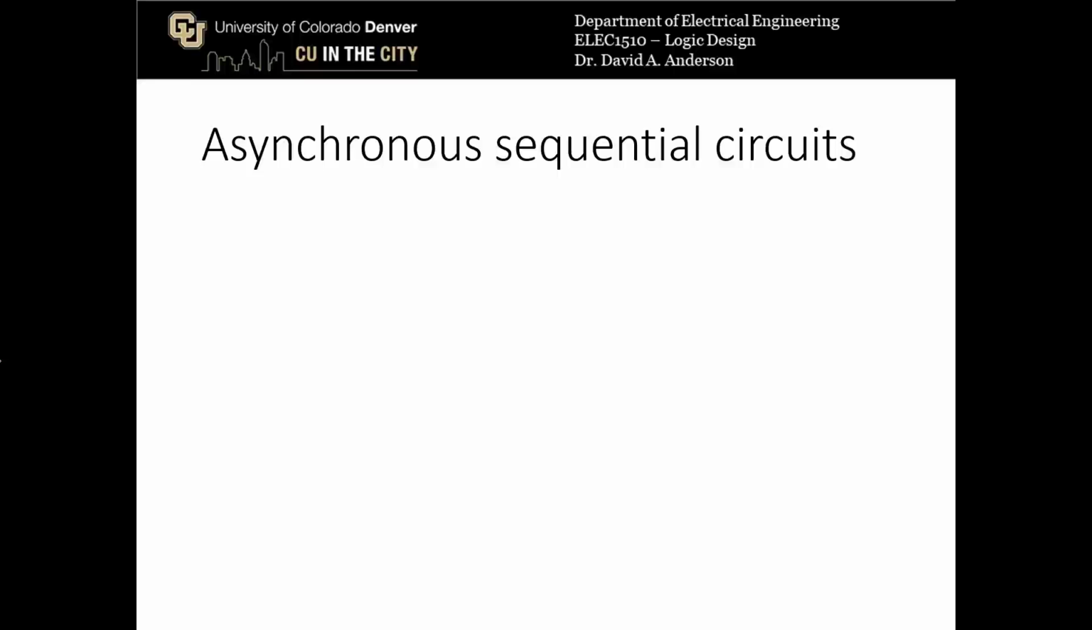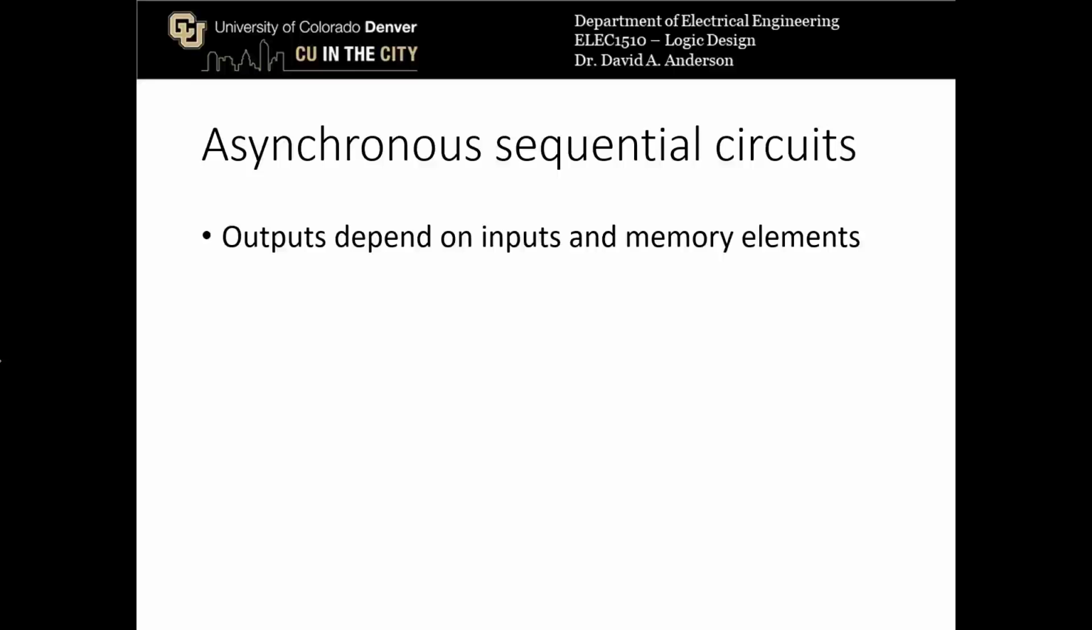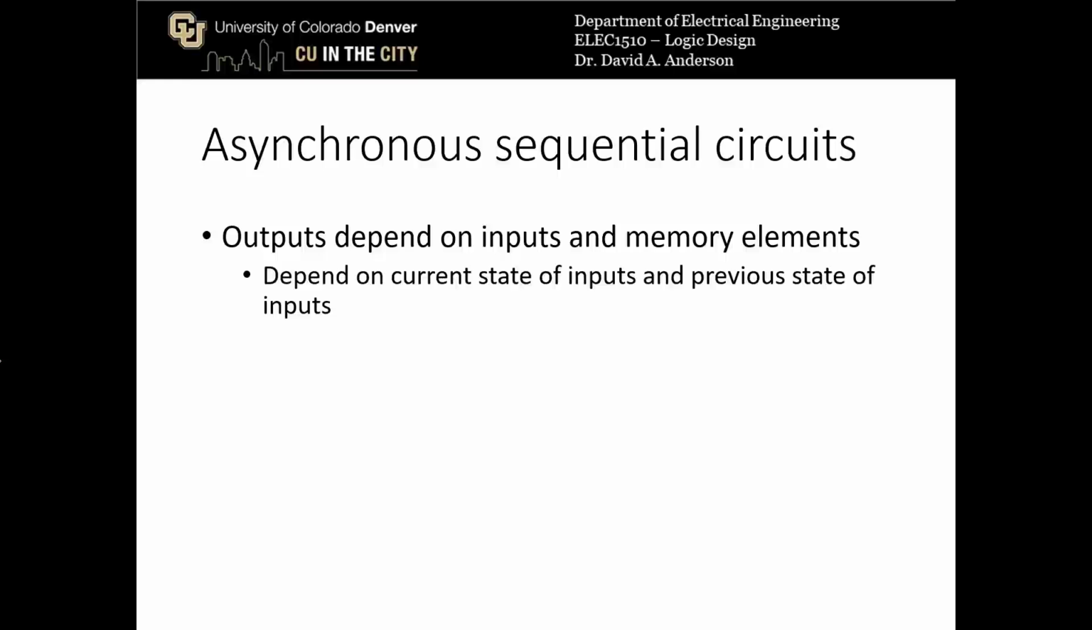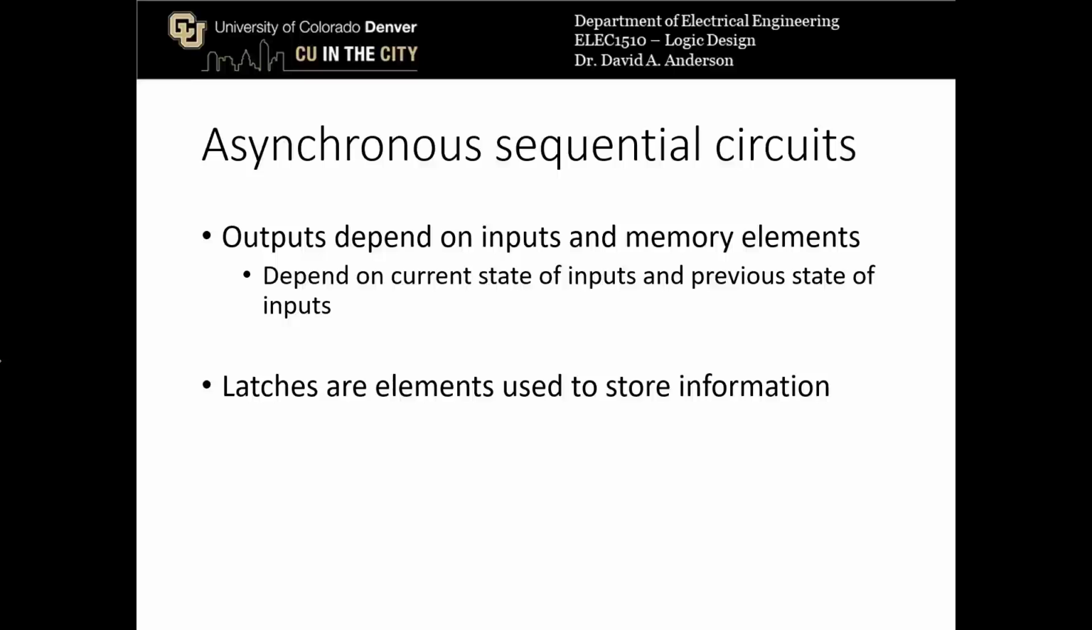There are a few different types of sequential circuits. The more basic type is called an asynchronous sequential circuit. For an asynchronous sequential circuit, the outputs are going to depend on the inputs and memory elements within the circuit. So that means inputs and previous states of the inputs. Generally, for asynchronous sequential circuits, we use memory elements called latches to store information. This is not necessarily a strict definition. In some circuits, latches can act as synchronous sequential circuits. In some configurations, they act as asynchronous sequential circuits. Asynchronous just means that the system doesn't respond at a regular interval to a clock signal.